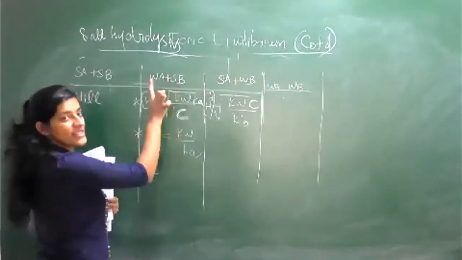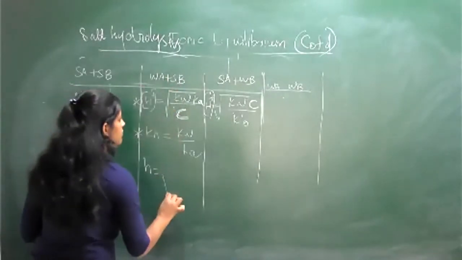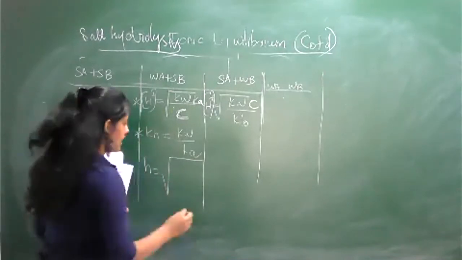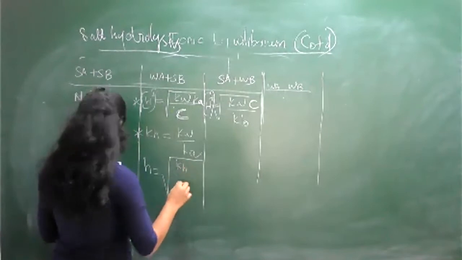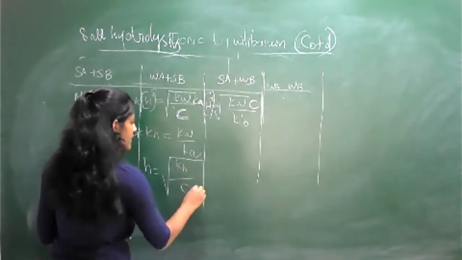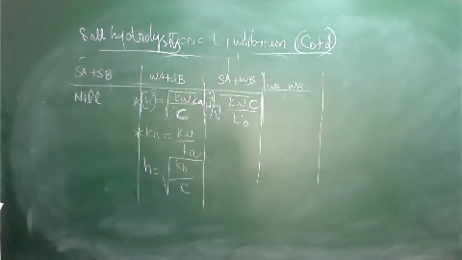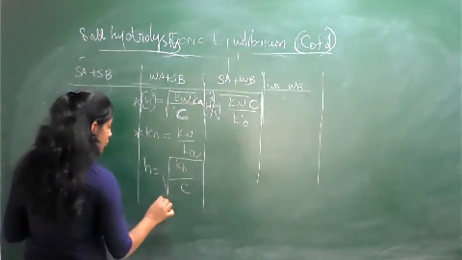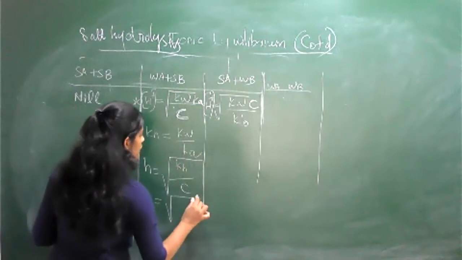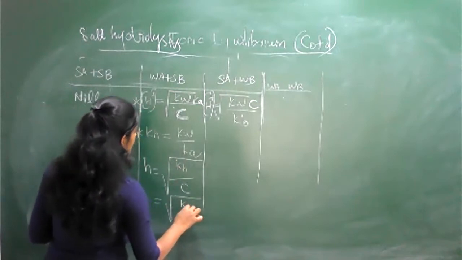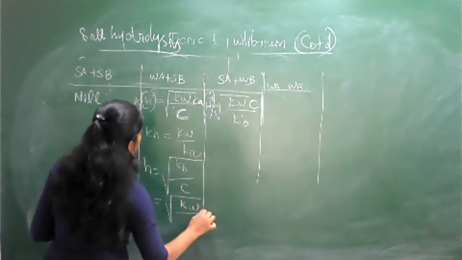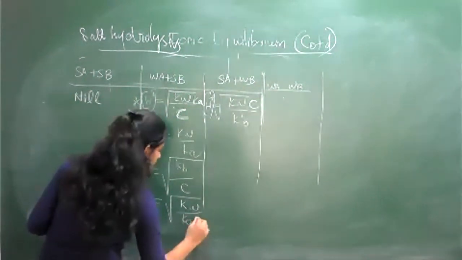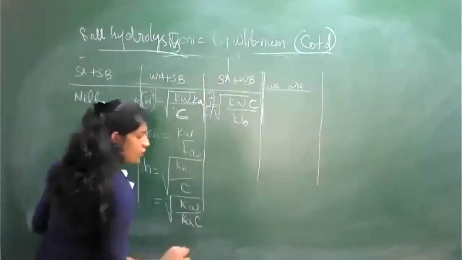This one, beta is a strong base. Okay. Tell me root of Kh by C. Okay. So Kh you know, Kw by Ka. H is equal to root of Kw divided by Ka into C. This also you can memorize.